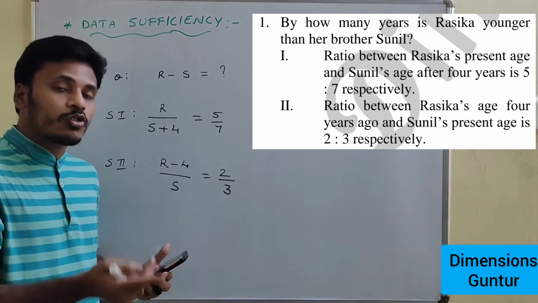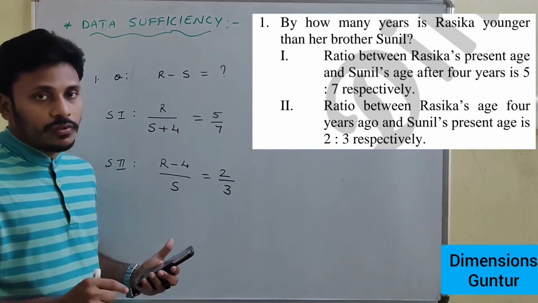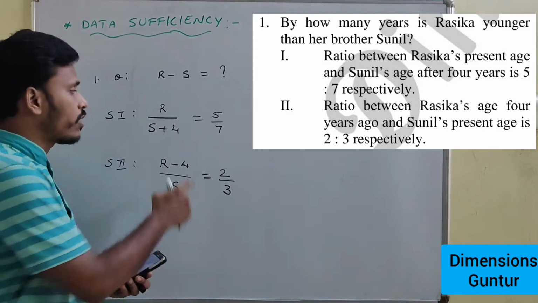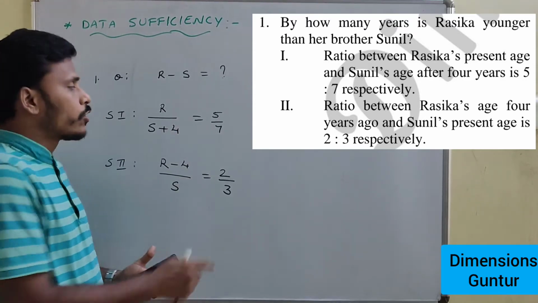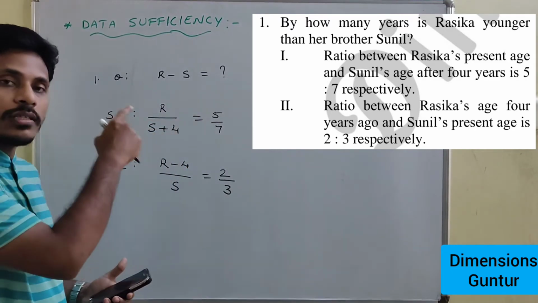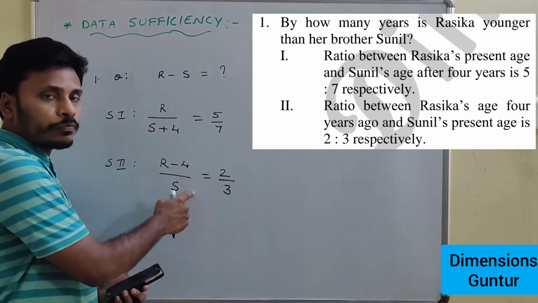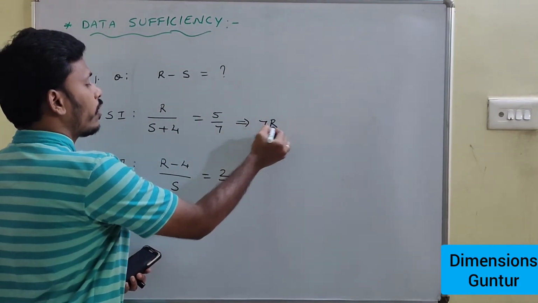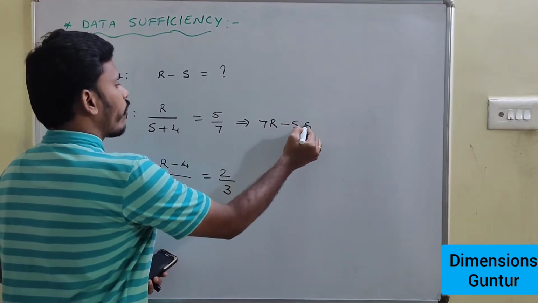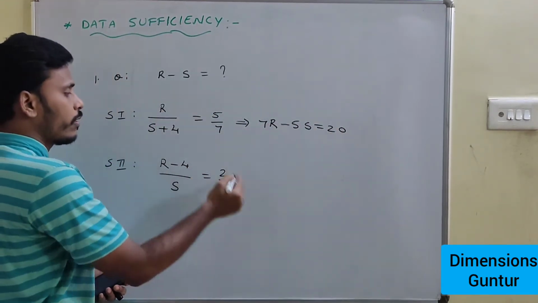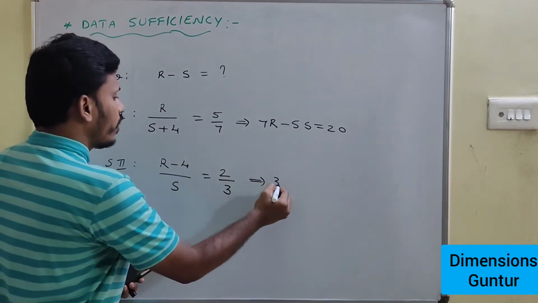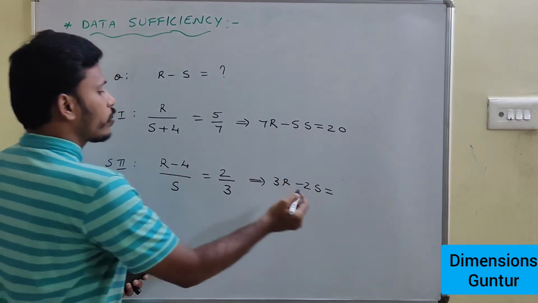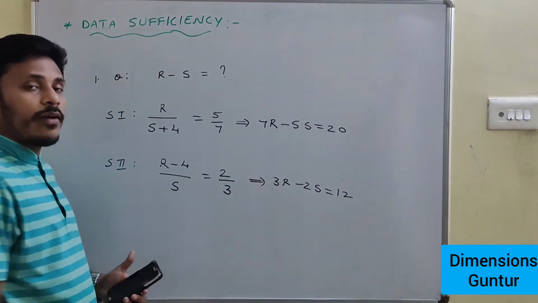So to find the ages of Rasika and Sunil, or the difference between their ages, we need to find R and S. To find R and S, we need at least two restrictions, and these are the two restrictions. So these two statements are required to answer the question. From the first statement, you can make a linear equation: if you cross multiply, 7R minus 5S is equal to 20. And from the second statement, 3R minus 2S is equal to 12.